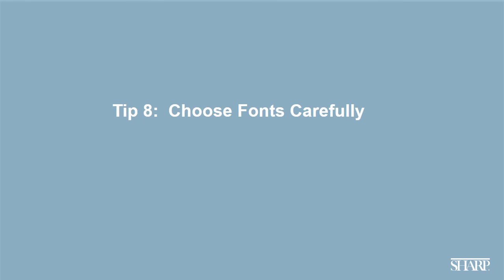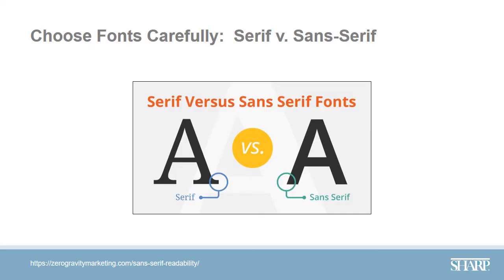Tip 8. Choosing fonts carefully. This again comes down to readability. And so the first thing that we're going to want to look at is choosing the right font type. If you're not doing typeset and you're not printing a newspaper or publishing a book, then you want to make sure that you're using sans serif fonts. A sans serif font is the example that you see here on the right, where there are no tails on the font. You'll notice the A on the left has tails at the bottom, whereas the A on the right does not.